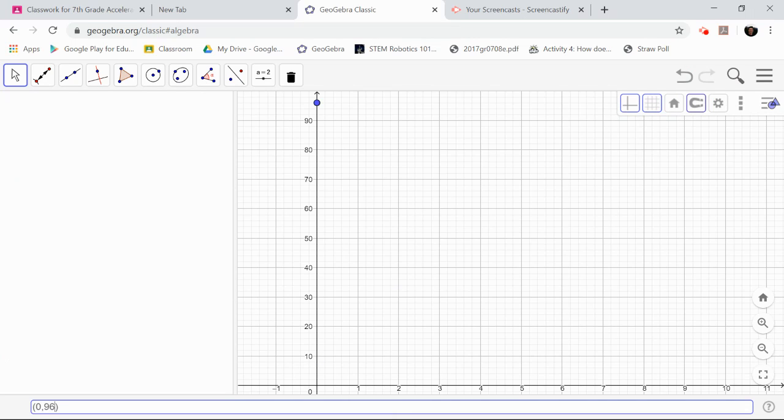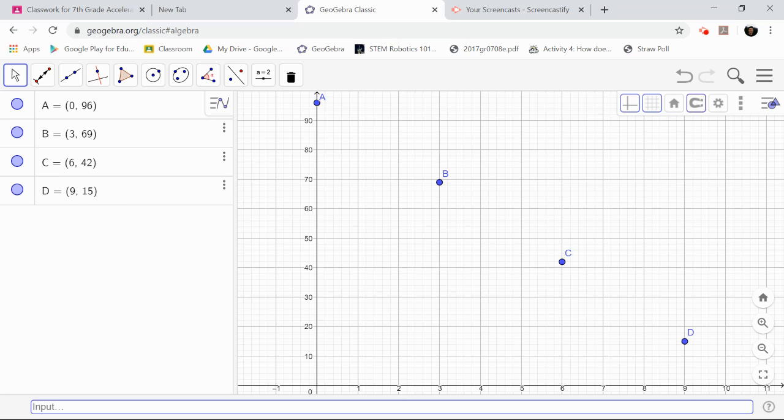0, 96 was our first point. Our next point was 3, 69. Then we had the point 6, 42. And the point 9, 15. And there we go. Those are our 4 points of data.